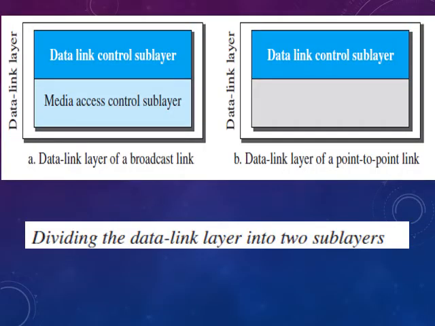In the diagram, we can see we have a data link control sublayer and the media access control sublayer for a broadcast link. And when we are dealing with only a point-to-point link, we have only the data link control sublayer.